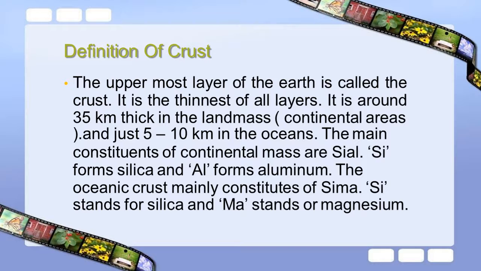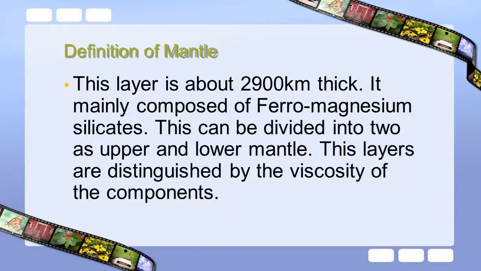Talking about the minerals which are found, the main mineral constituents of the continental mass are silica and alumina. So in short, we call it SIAL. And talking about the oceanic crust, we have silica and magnesium. So in short, we can call this SIMA. So this was about the crust.